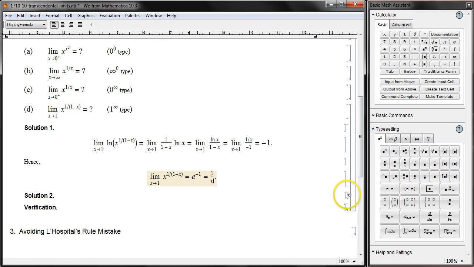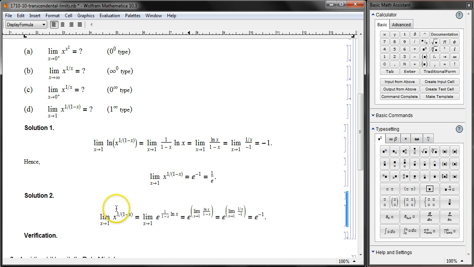This is solution 2. Taking the exponential of b times log of a. Can you read it? b times log of a. Then what do you get? Exponential of this fraction. You can apply L'Hopital's rule. And then what do you get? You just get e to the negative first power and you stop there.